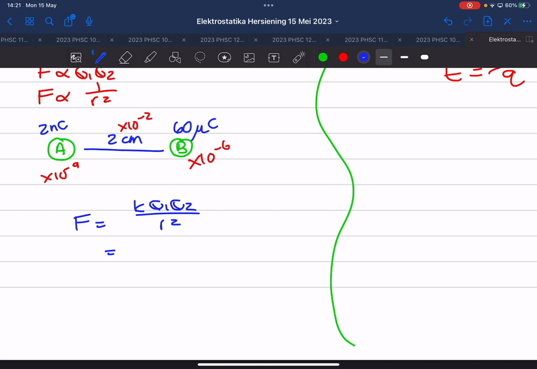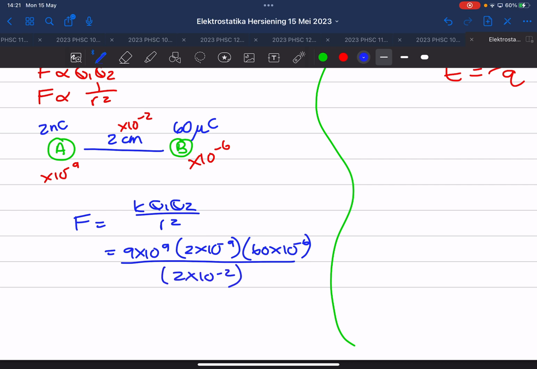Alright. 9 maal 10 tot die mag 9. Daai een charge is 2 maal 10 tot die mag minus 2. Dan is 60 maal 10 tot die mag minus 6 oor 2 maal 10 tot die mag minus 2. Happy met wat ek ingevul het? Is jy seker jy is happy met wat ek ingevul het? Kwadraat. Do not forget about the square.